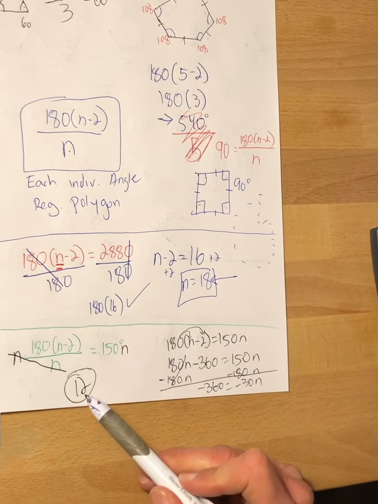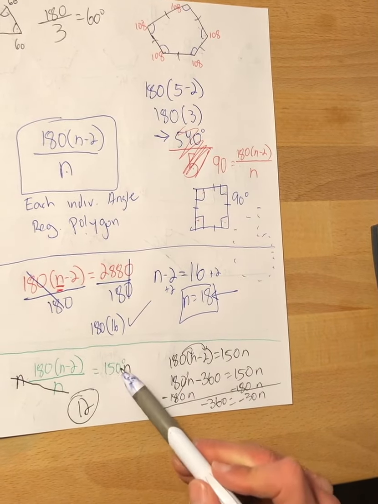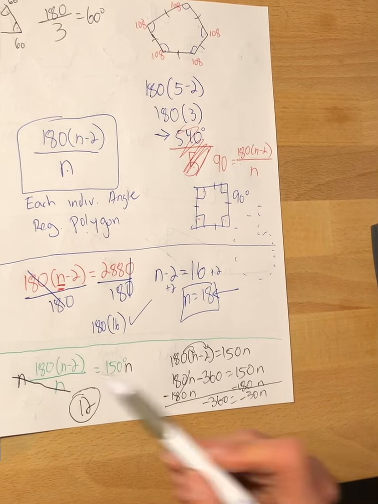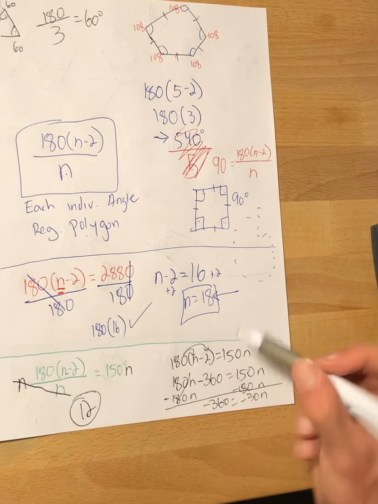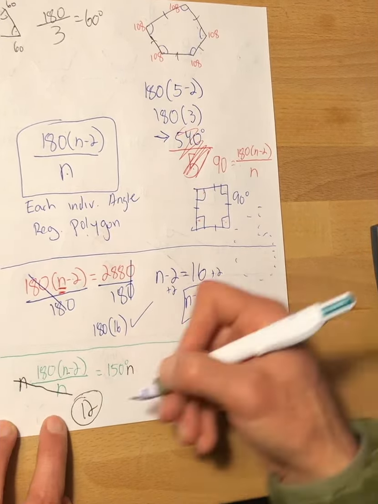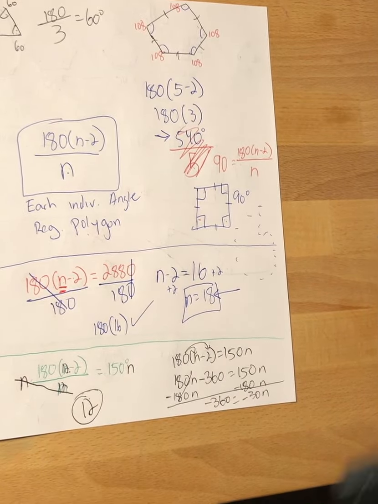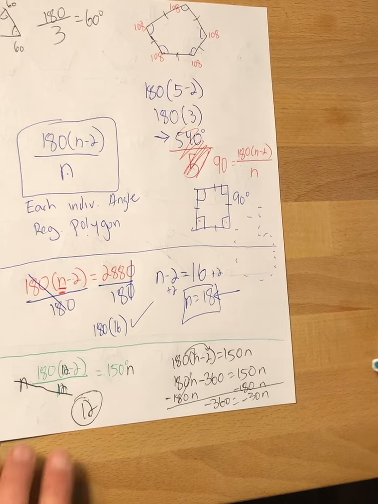In a 12-sided regular polygon, every angle equals 150 degrees. And the way you figure that out, to see if you're right, is plug a 12 back in here. 180 times 12 minus 2, which is 10, divided by 12. If you were just to go back over your work and plug a 12 in, you get 150 as an answer.